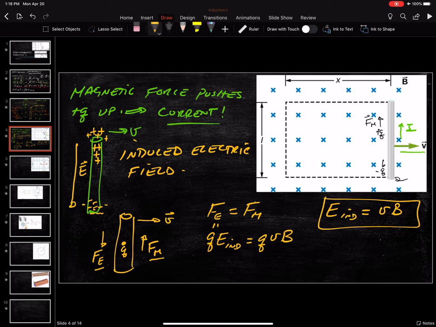Now, this isn't coming from some excess charge. Overall, this metal stick is electrically neutral. All I've done is to polarize it. All I've done is to push the positive charges one way and the negative charges the other way. So I create this electric field. But if I stop moving this thing, all those positives and negatives will repel each other. They'll attract the other ones. And so this stick will go back to being uniformly neutral.